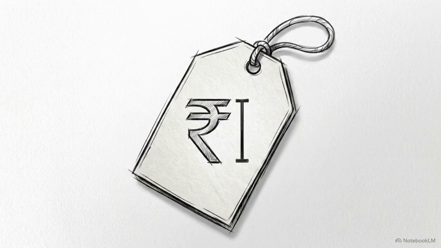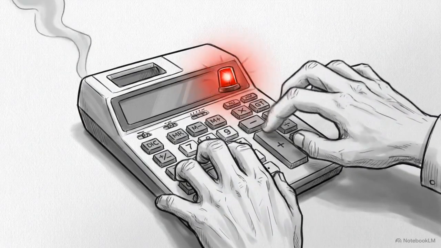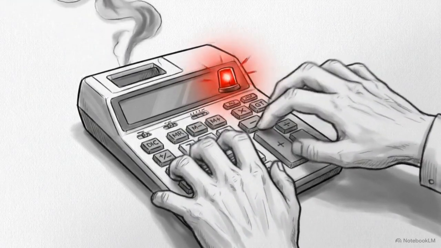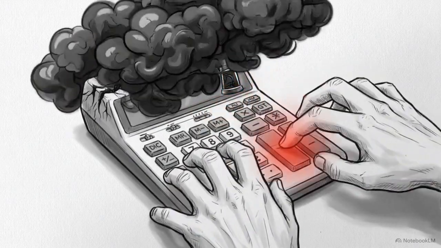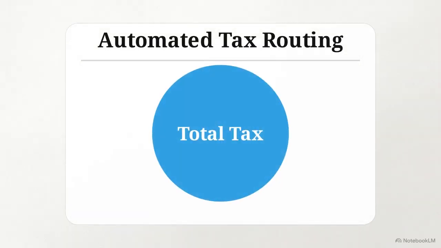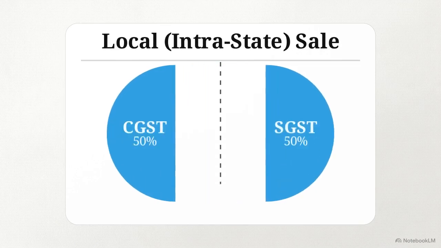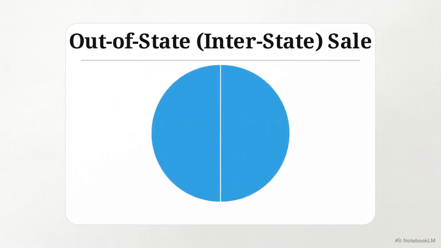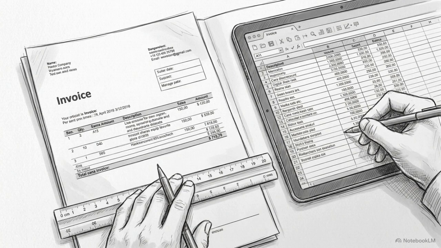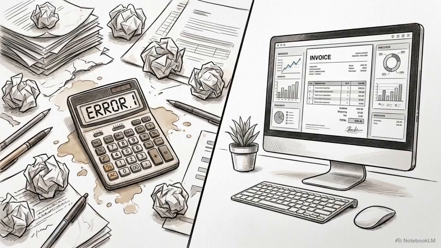After classification, the system requires the base taxable amount for each item. Determining whether a sale requires an intrastate or interstate tax split often leads to calculation errors when done manually. This chart shows how the system routes the tax. For local intrastate sales, the total tax is divided into two equal parts, CGST and SGST. When the system detects an out-of-state transaction, it automatically reroutes the total into a single IGST bracket. This automated routing prevents the seller from applying the wrong tax type, which is a common cause of audit discrepancies. Using automated logic reduces the risk of incurring financial liabilities due to math errors.